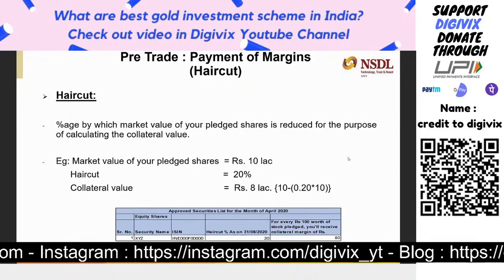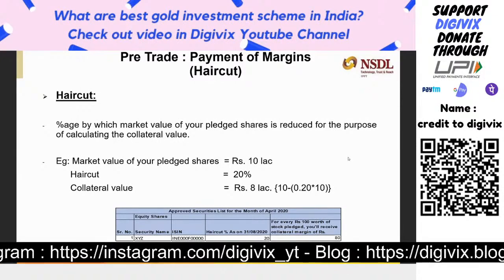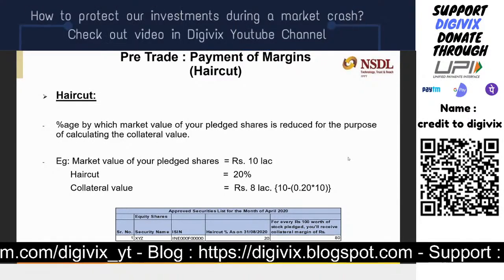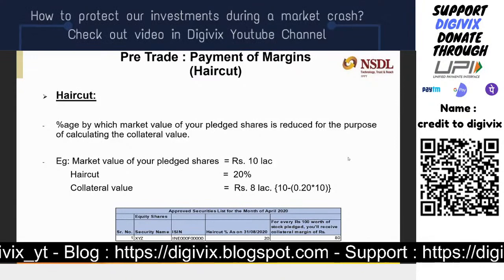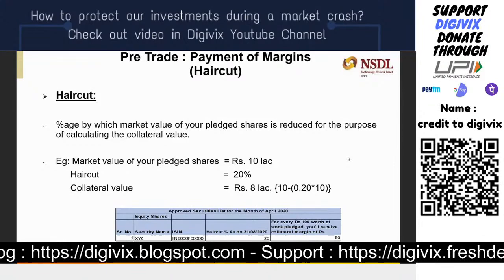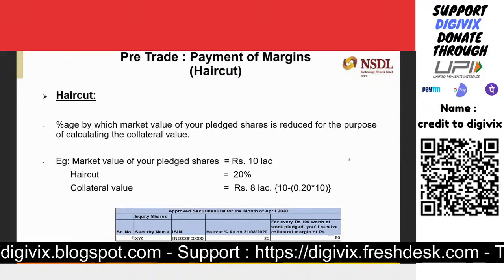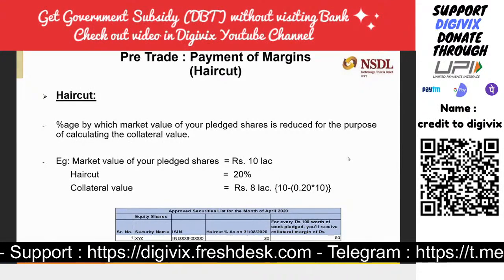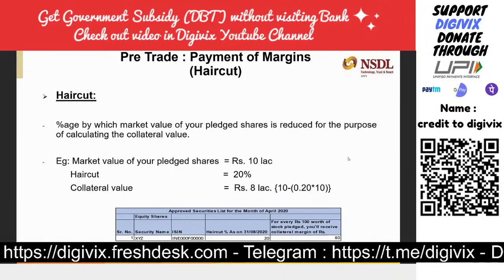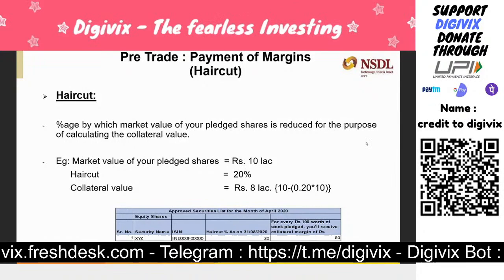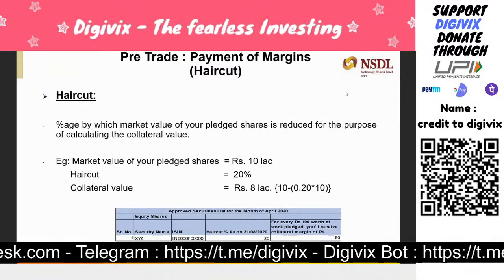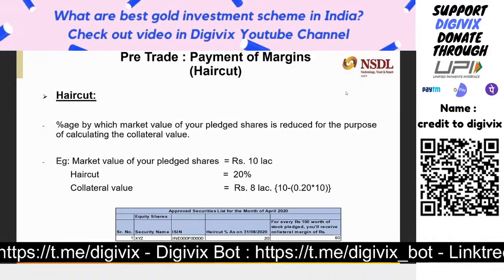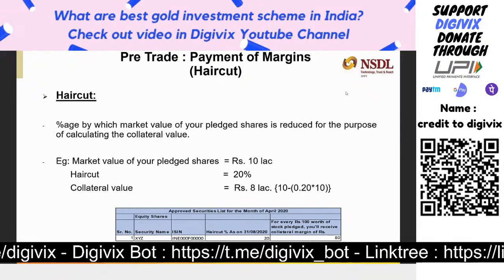Now, there is a concept of haircut. This is a percentage by which the market value of your pledged shares is reduced for the purpose of calculating the collateral value. Suppose you have some stock, for example Reliance, in your holding, and you want to take a position. The haircut percentage for that stock, suppose, is 20%. So the collateral value would become 8 lakhs. So for some trade, you can take that much leverage, I mean the margin, and you can trade.